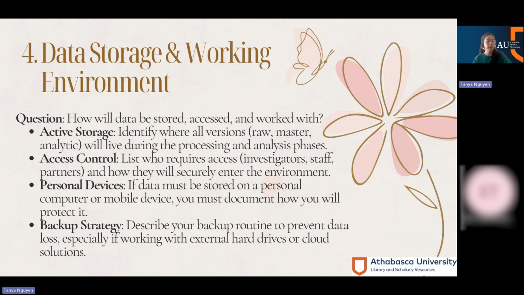And lastly, we can touch briefly on backup strategy. So a robust routine is essential to prevent data loss. So whether you're going to use external drives or a cloud solution, having a reliable backup process ensures that your hard work is preserved no matter what happens. So with these strategies in mind, we're taking proactive steps to manage our data effectively during the project.